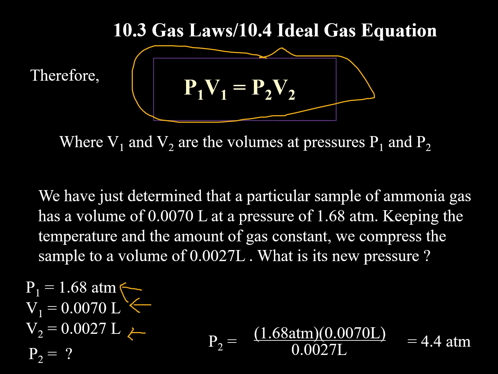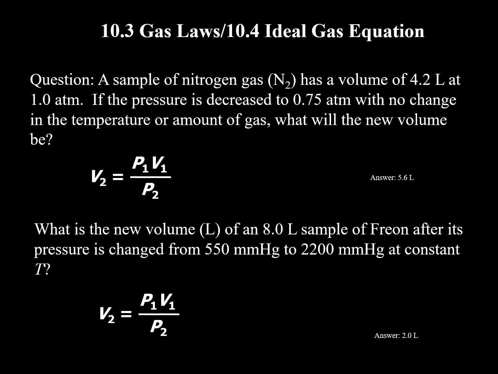So without doing any calculations, we see here the volume has decreased. It's gone from 0.0070 to 0.0027. If the volume decreases, the pressure has to increase. So when you use this equation, you need to realize that your answer for pressure will be greater than 1.68. And when we plug in the values, we get a value of 4.4 atm. So you can just pause this and try this on your own.